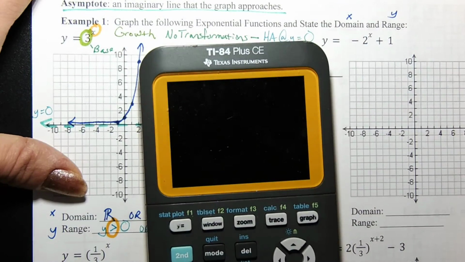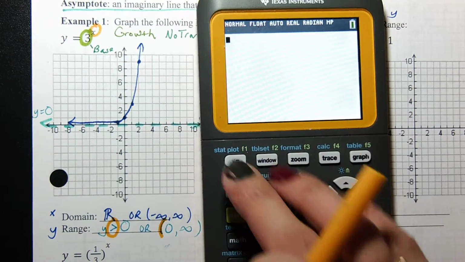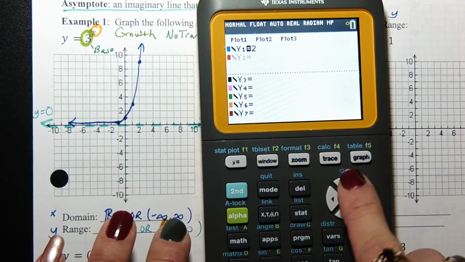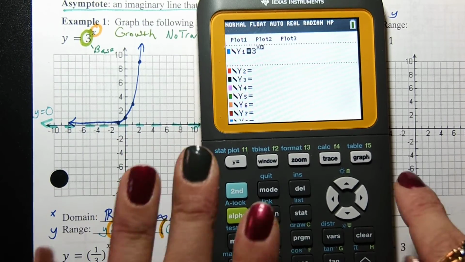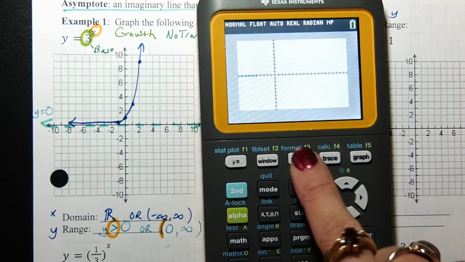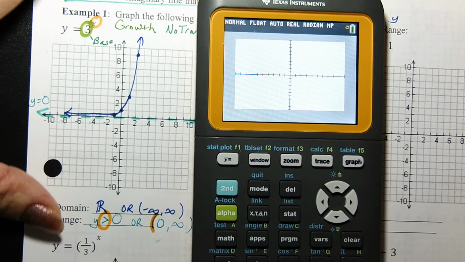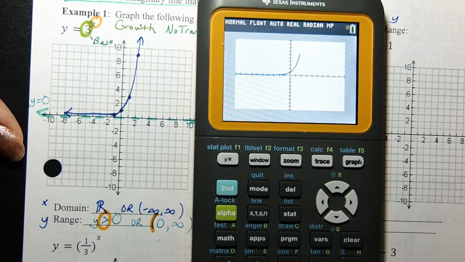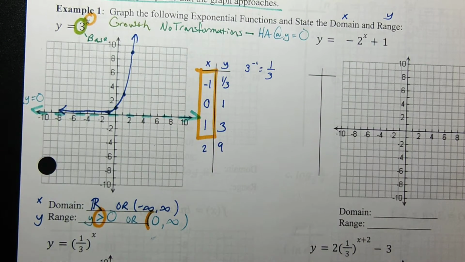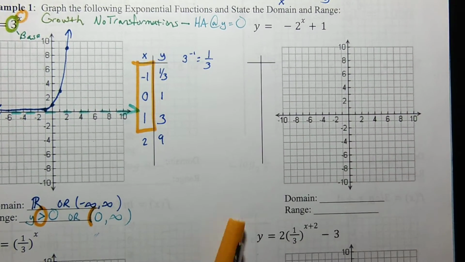And folks, just as a reminder, if you wanted to check yourself on your calculator, you could type in 3 to the x, zoom standard. And we would see that that's what our graph should look like. So you can check yourself this way, but I am still going to be looking for the table work and stating the transformations. So let's go ahead and look at this next one.